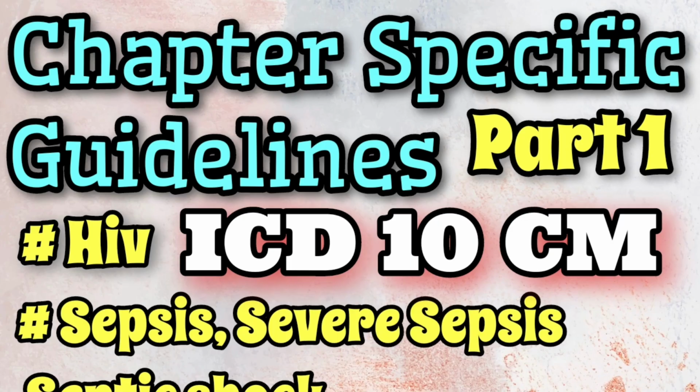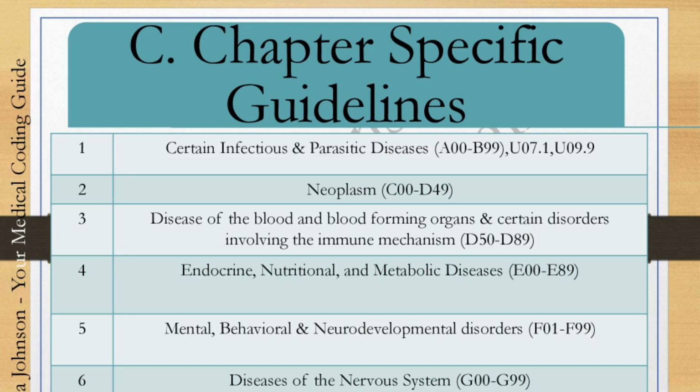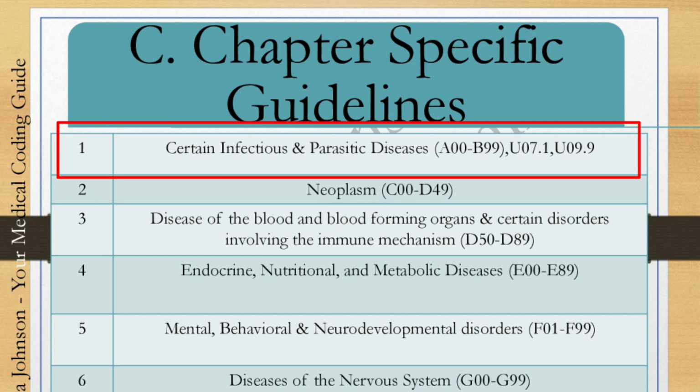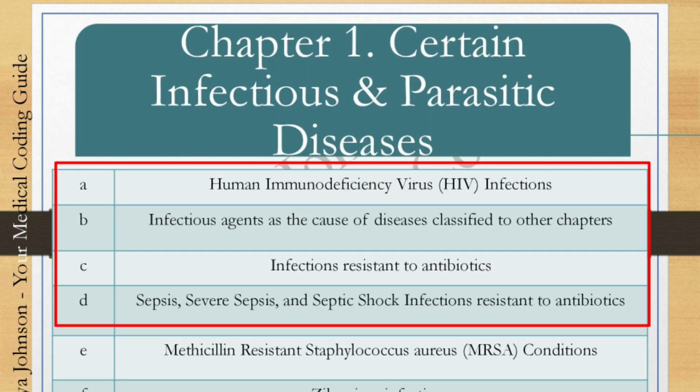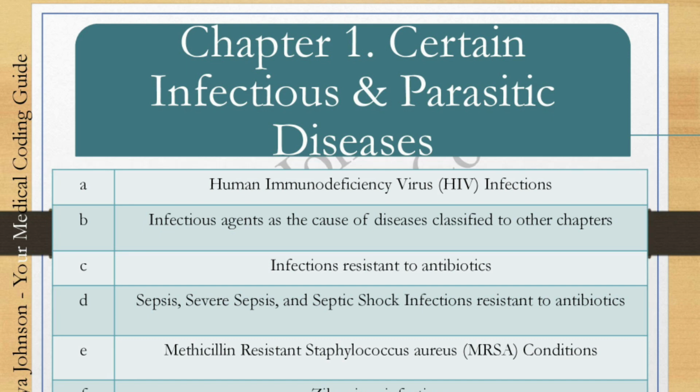Hi, in my last video under the ICD-10-CM chapter specific coding guidelines, we saw the first chapter, certain infectious and parasitic diseases. Under that, we covered HIV infections, infectious agents as the cause of disease classified to other chapters, infections resistant to antibiotics, sepsis, severe sepsis, septic shock. We covered these four parts in my last video.